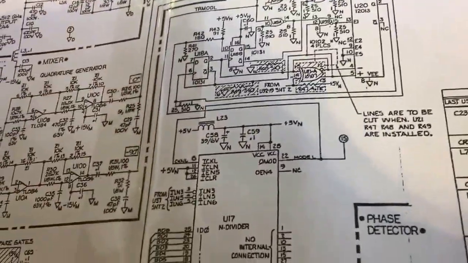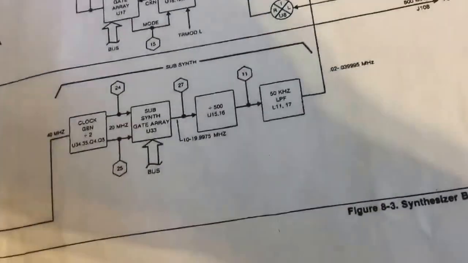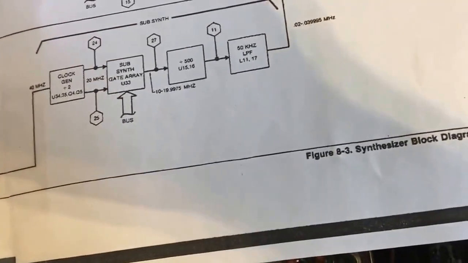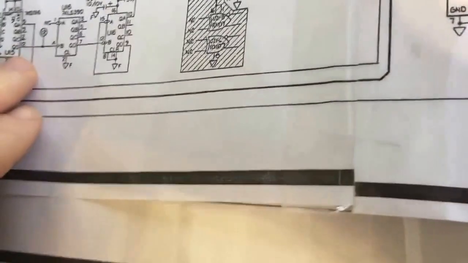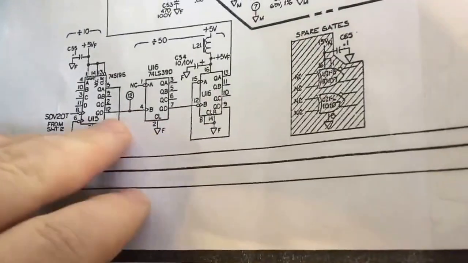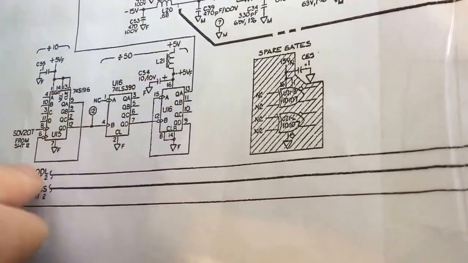So here's the diagrams for it. This is the devices there as part of that. It is the clock generator and subsynth array, and the divide by 500. Yeah, divide by 500. This is what this is. Okay, this is the divide by 500 section. Well, that says 50 here. Interestingly.